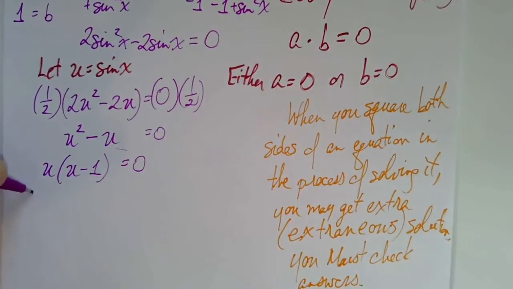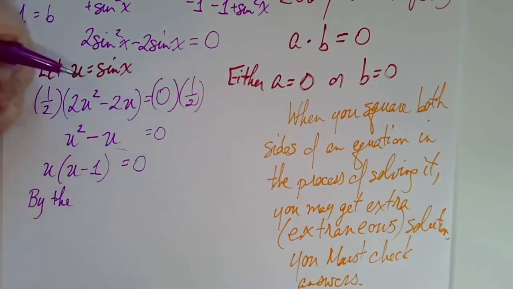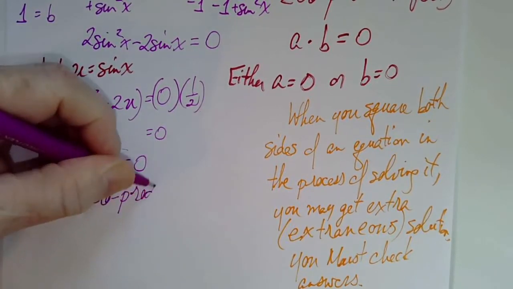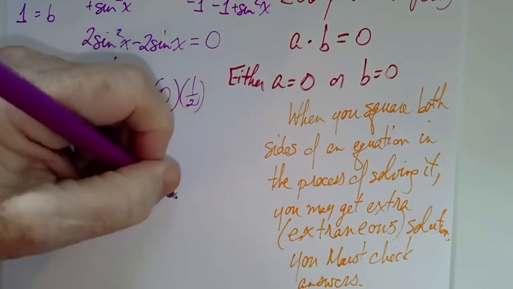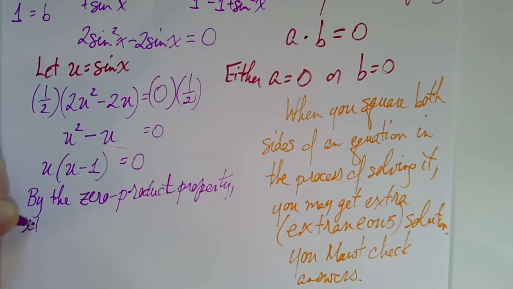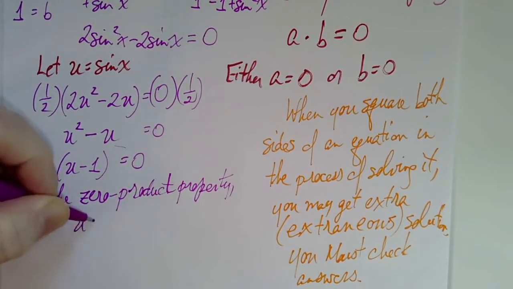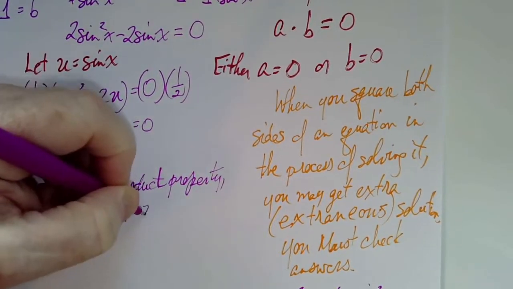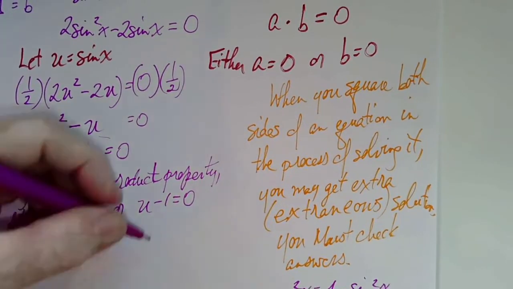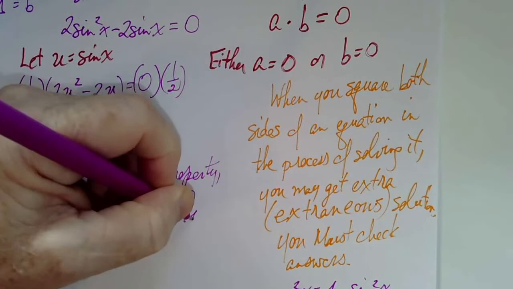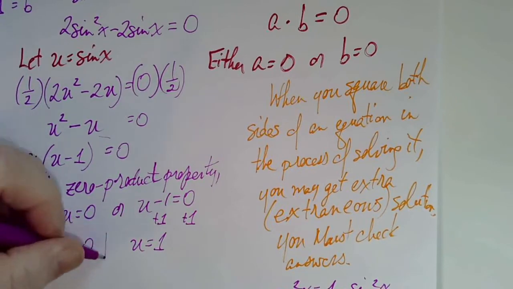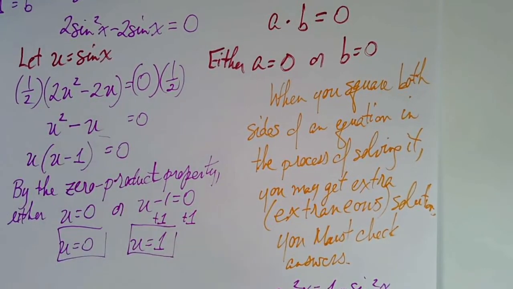That means, by the zero product property, either u equals 0 or u minus 1 equals 0. I can solve the second one for u by adding 1. I get u equals 1, u equals 0. So here are my two solutions for u.